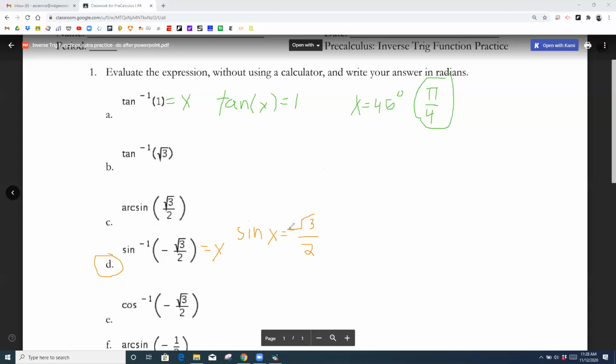So I would think of the reference angle first. I wouldn't even worry about the negative. So the sine of what angle is root 3 over 2? 60, very good. So it's negative root 3 over 2, so this is going to be negative 60. That's it. Because we could say it's 300 degrees, but that wouldn't be in between 90 and negative 90. So our answer is going to be negative 60, which as a radian is going to be negative pi over 3.